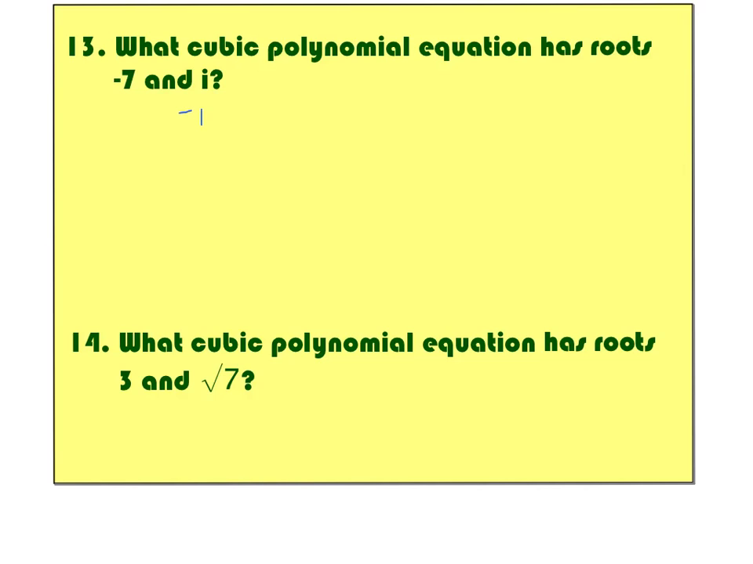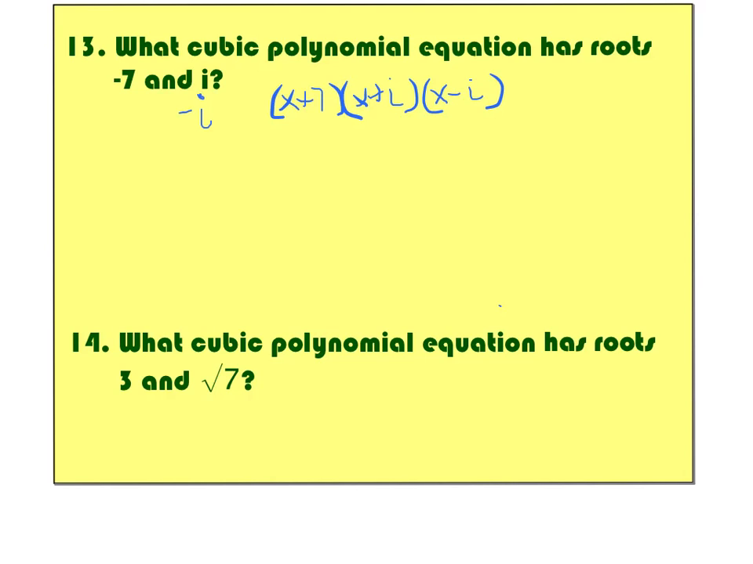So now in total I have 3 roots, which means I need to set up 3 sets of parentheses. I'm going to put my x plus 7, because I switch the sign when it goes into the parentheses, and then x plus i and x minus i. Now, I'm going to have to go through and I'm going to have to double distribute.